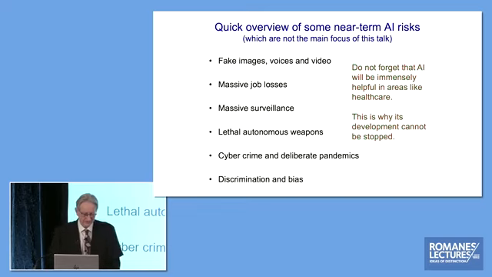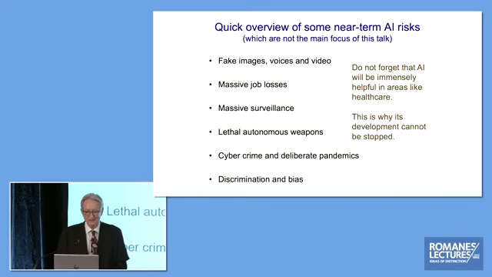So, having claimed that these things really do understand, I want to now talk about some of the risks. There are many risks from powerful AI. There's fake images, voices, and video, which are going to be used in the next election. There are many elections this year, and they're going to help to undermine democracy. I'm very worried about that. The big companies are doing something about it, but maybe not enough.